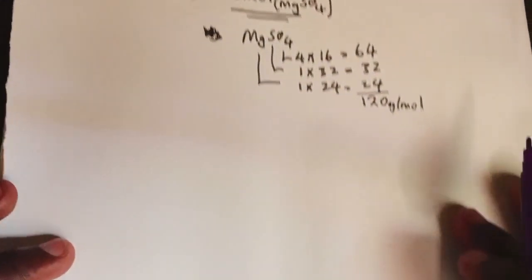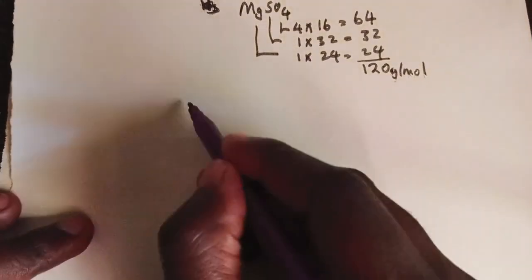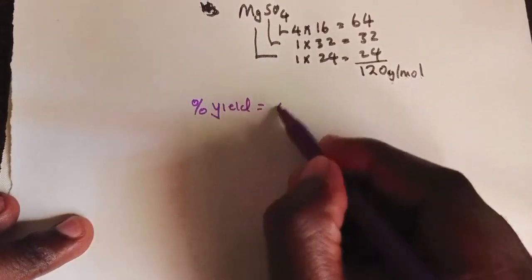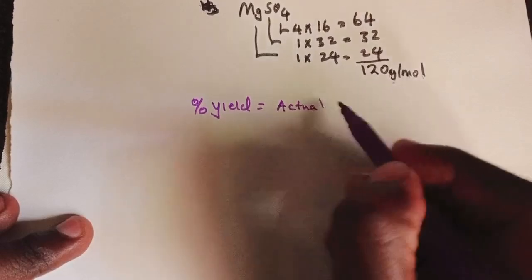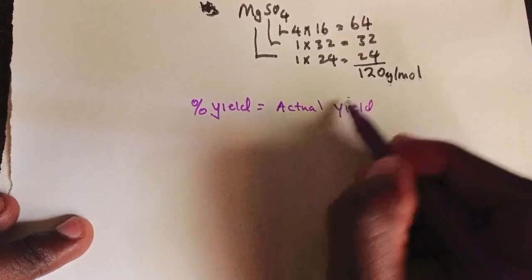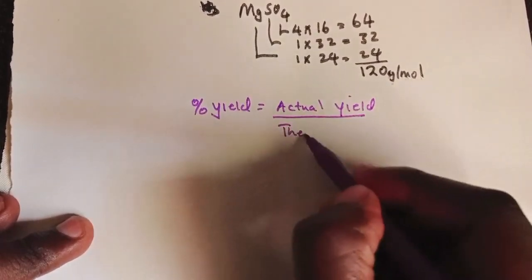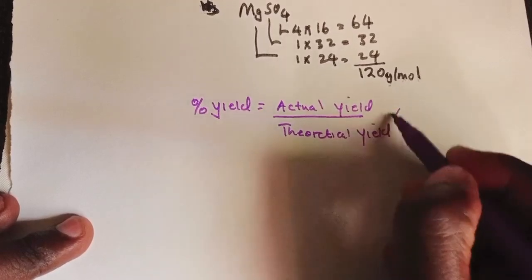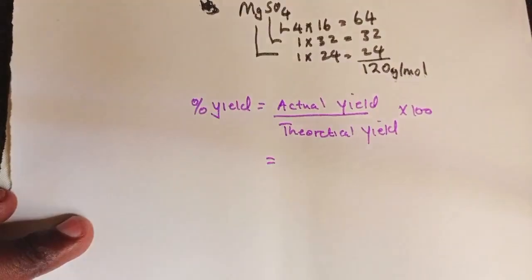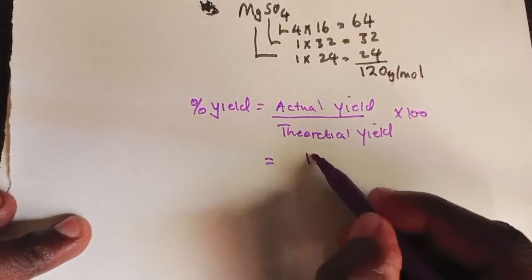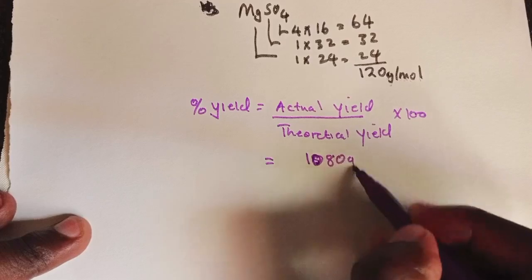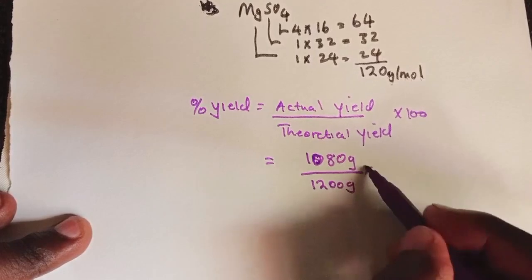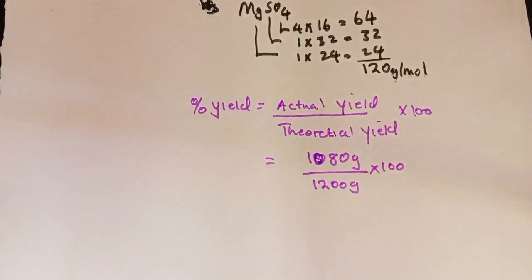So here is how you find the percentage yield. You're going to say percentage yield is equal to actual yield over theoretical yield times 100. So the actual yield is 1,080 grams over the theoretical yield, which was 1,200 grams, times 100. Then we solve this one.